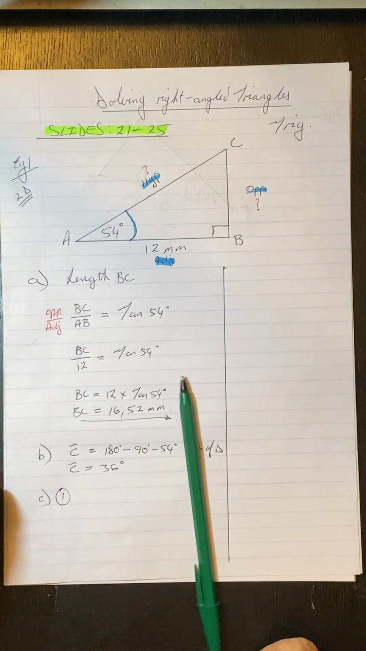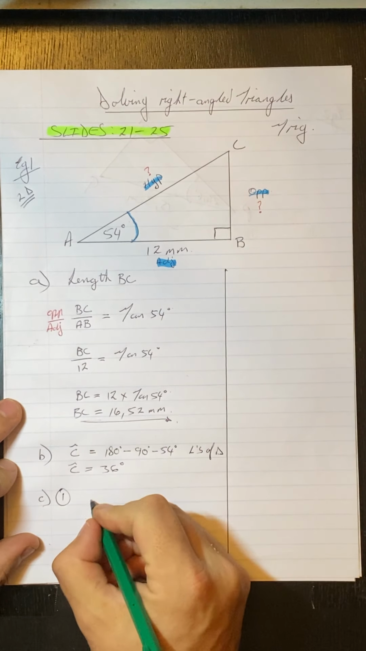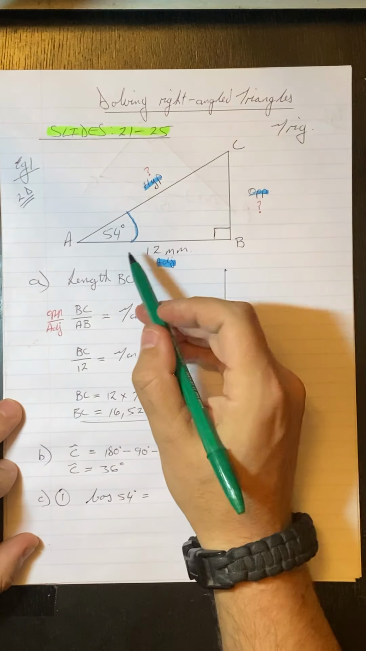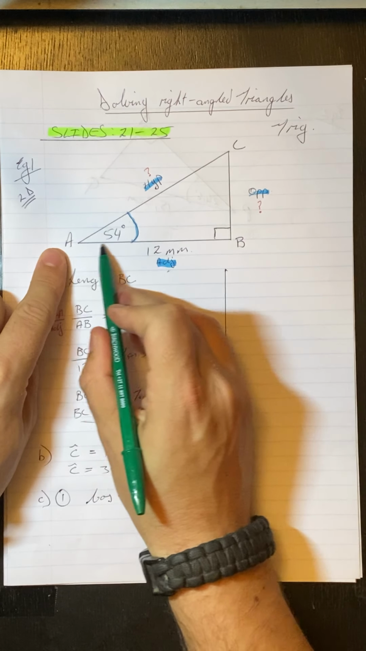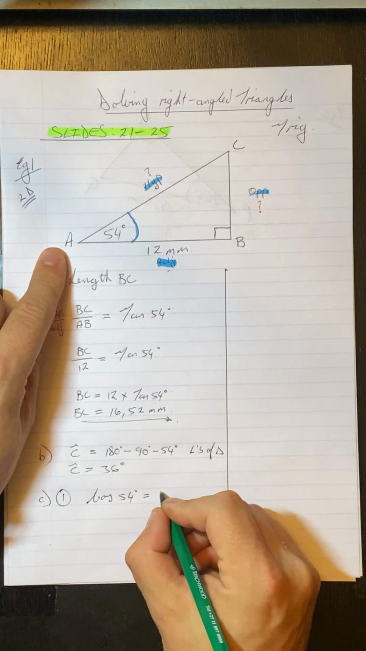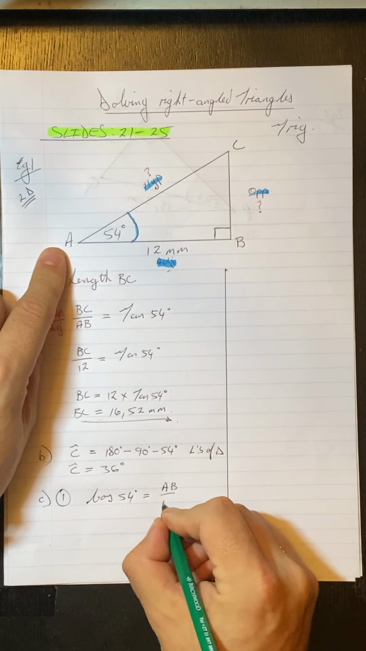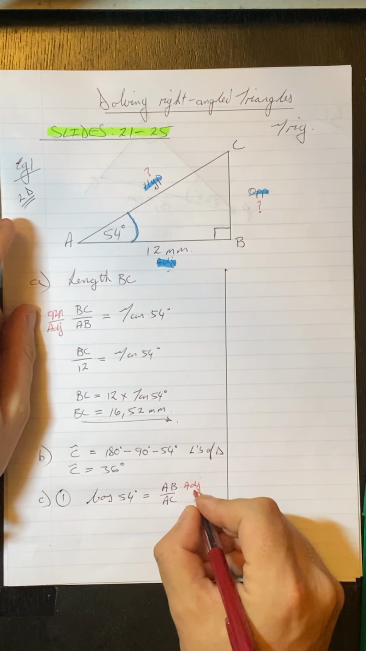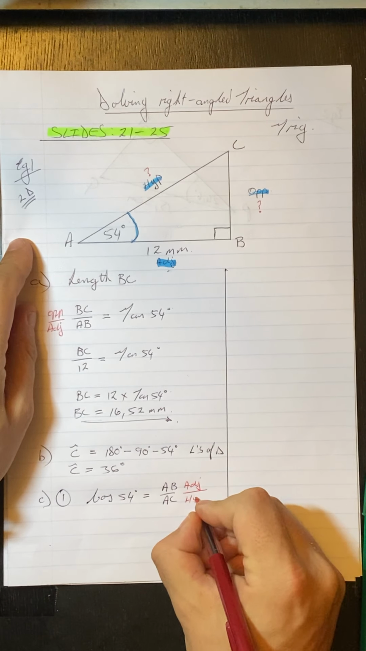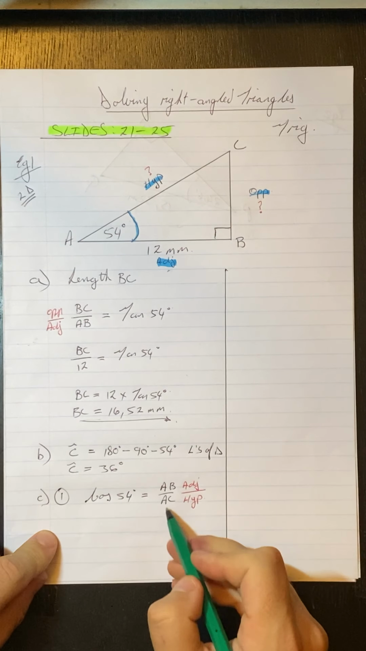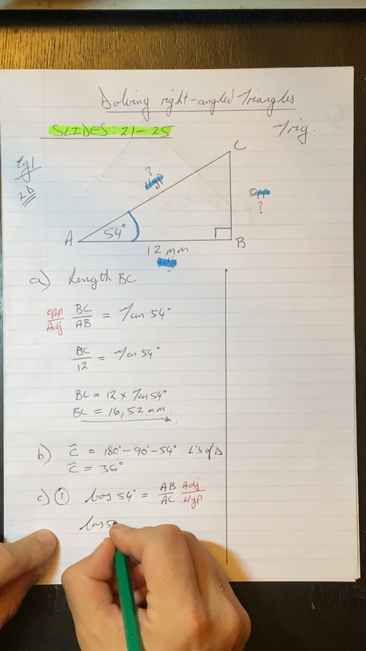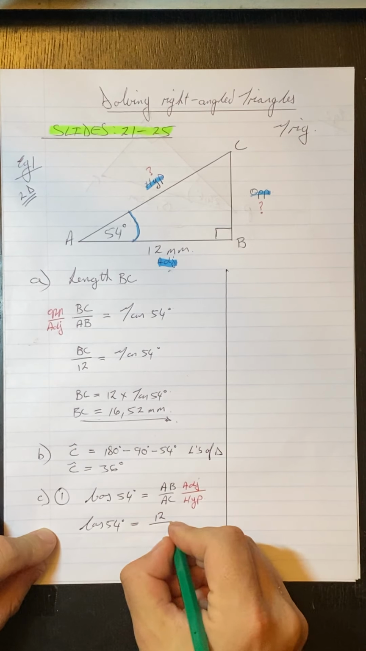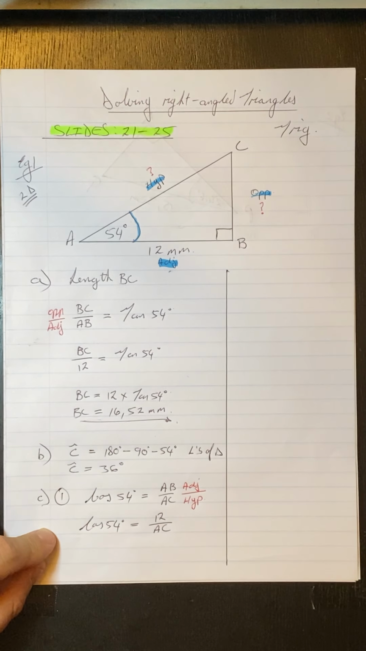All right, so we know that cos of 54 degrees would be equal to adjacent over hypotenuse. So that's AB over AC. Just want to make a note here for you. So this was adjacent over hypotenuse. Okay, I'm just going to fill in which ones we know. So cos 54 degrees is equal to AB, which we know is 12, over AC. That is the one that we want to know.